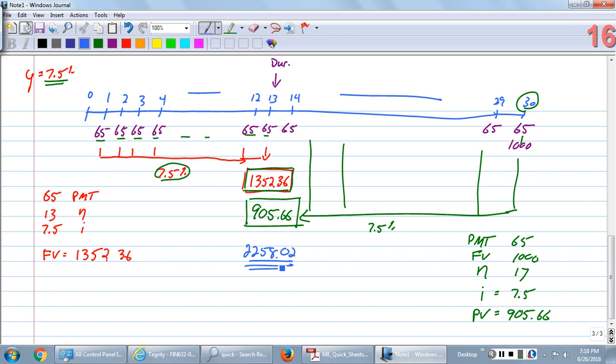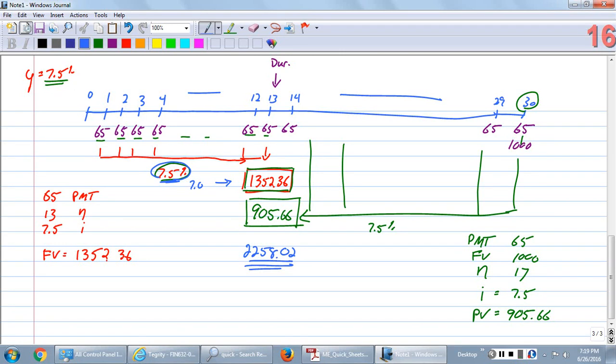Now what's the significance? Well, here's the significance. If interest rates don't stay at 7.5, what if interest rates drop from 7.5 to 7? Okay, well, think about what's going to happen. Two things are going to happen. If interest rates drop from 7.5 to 7, this number that we see right here, 1,352, is going to be smaller. Because if interest rates drop to 7%, you're not going to reinvest your cash flows at that 7.5% rate. So it's going to be less than 1,352.